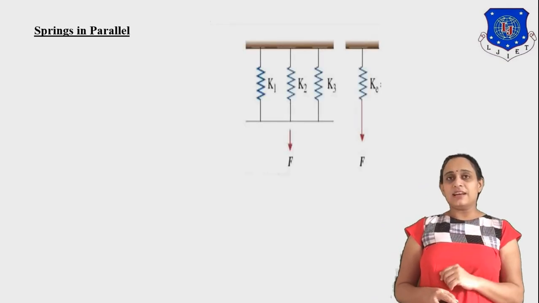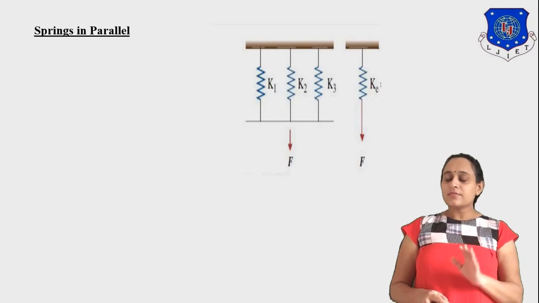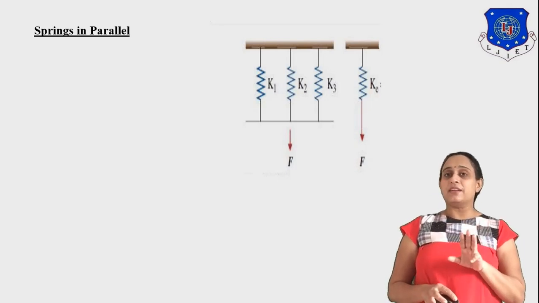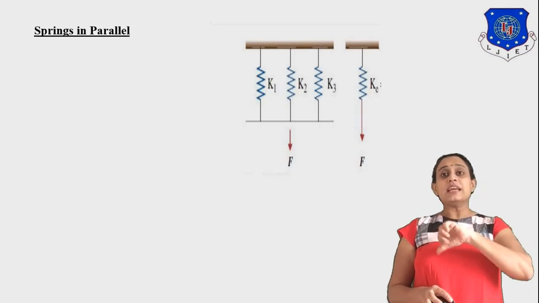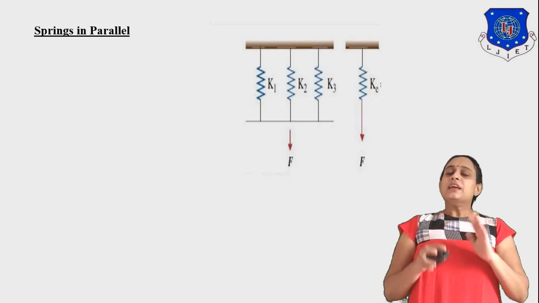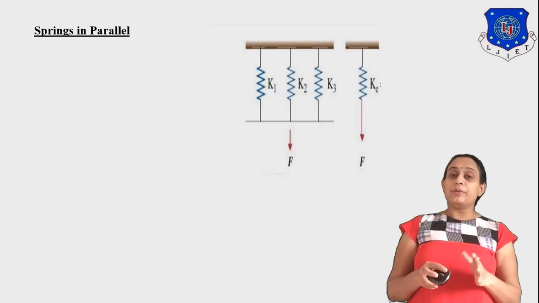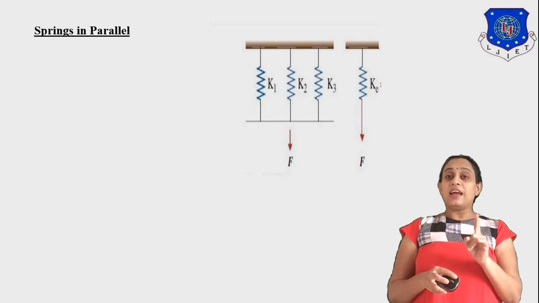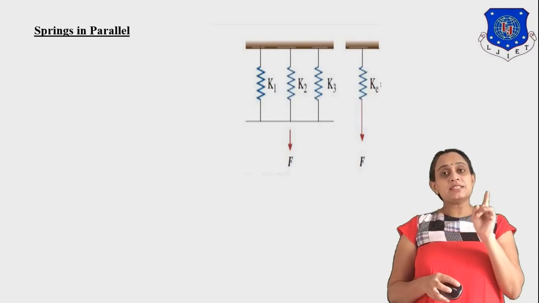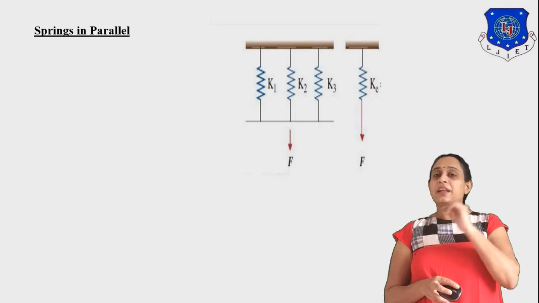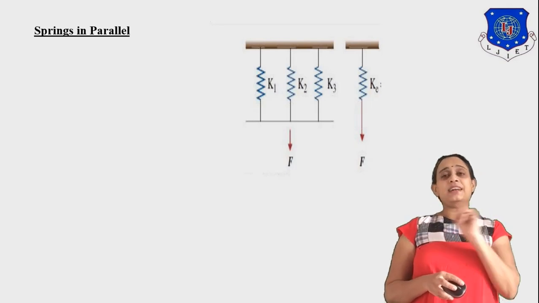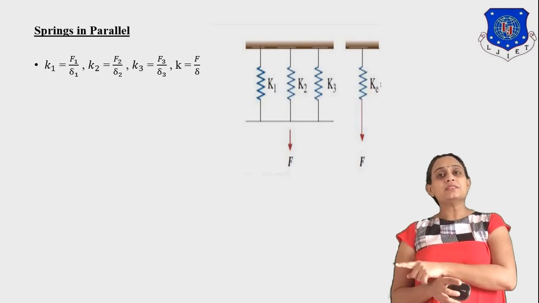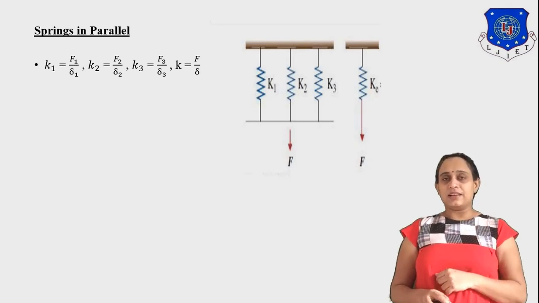Clear? Now let us have springs in parallel. Suppose, as you see in the diagram, we have 3 springs in parallel and the downward force is F. If we assume a single spring having equivalent spring stiffness K, with the same force F applied, it means we have to reduce our 3 springs into a single spring. Clear?